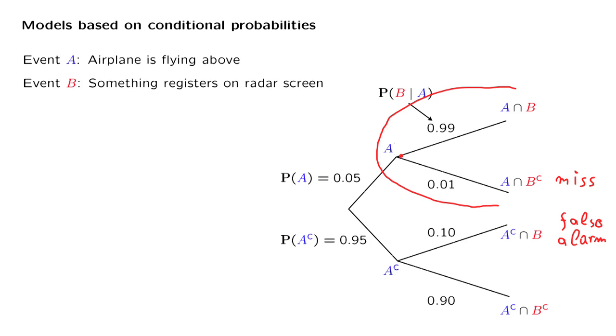We can assign similar probabilities under the other scenario. If there is no plane, there is a probability that there will be a false alarm, and there is a probability that the radar will not see anything. Those four numbers here are, in essence, the specs of our radar. They describe how the radar behaves in a world in which an airplane has been placed in the sky, and some other numbers that describe how the radar behaves in a world where nothing is flying up in the sky.